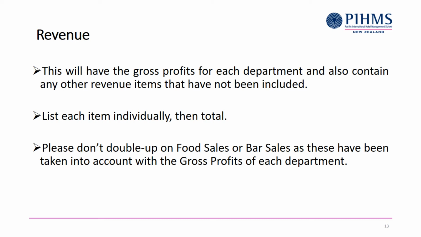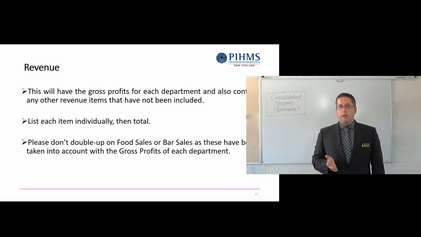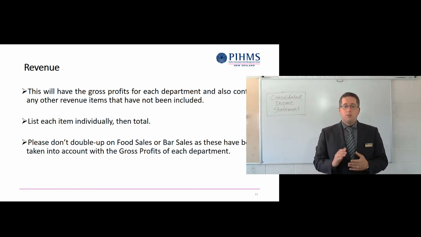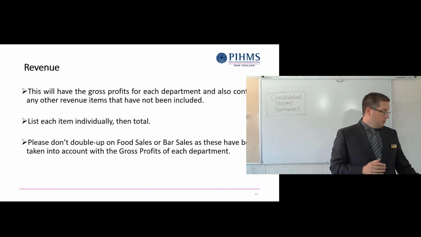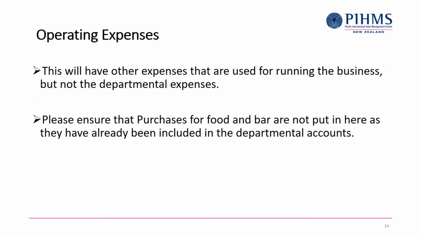Big important part. Please don't double up on food sales or bar sales. These have already been taken into account when you calculated gross profit. Okay, so no need to put those sales figures in again. Okay, it's easy to put them in again, but please don't. You'll find that it will throw your profit out, it will throw your balance sheet out as a result. So just so you know, don't. If you've already used it in the departmental account, don't use it again.